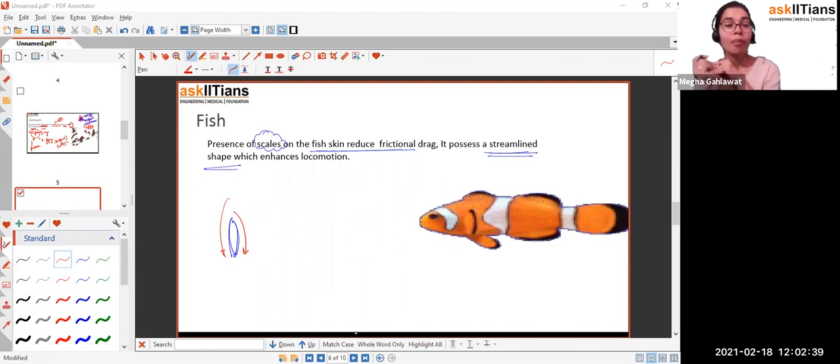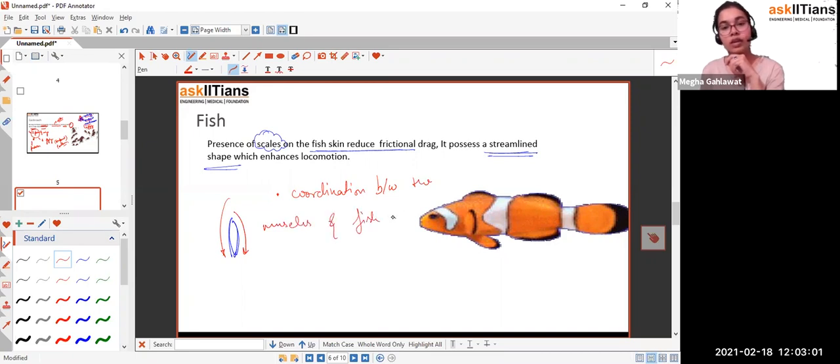Okay, apart from that, coordination between the muscles and the tail of the fish is very, very important, and the fins help in the movement in water, especially in the direction. Okay, so I'm going to write that down here for you. So coordination between the muscles and fish is very important.